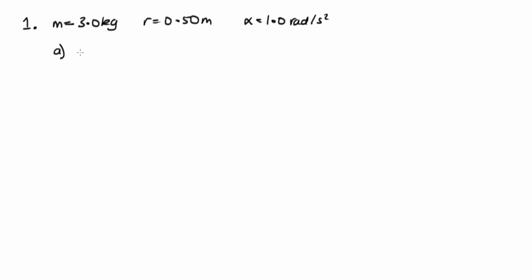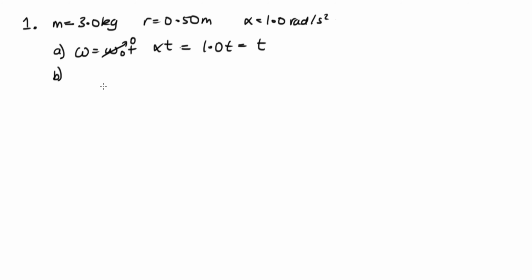So to do this, we'll need to use our equation: omega is equal to omega naught plus alpha t. Now, we're told that it starts from rest, so that tells us that omega naught is 0, and we've got alpha is 1.0. So this is equal to 1.0 t, or we can just write it as t.